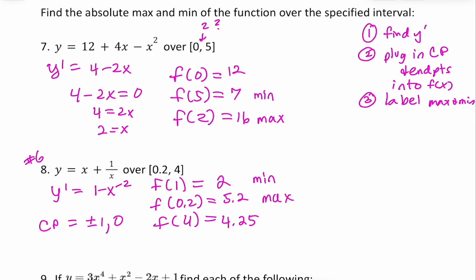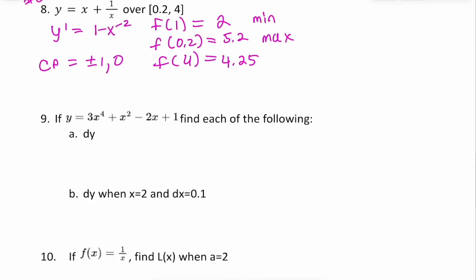Okay. And then let's take a look at number 9. Number 9 is about differentials. They're asking us to find dy. So the first thing you're going to do is just do the derivative and write it as dy dx. Instead of y prime, you want to see that dy dx. Okay. So dy dx is going to be 12x cubed plus 2x squared minus 2.